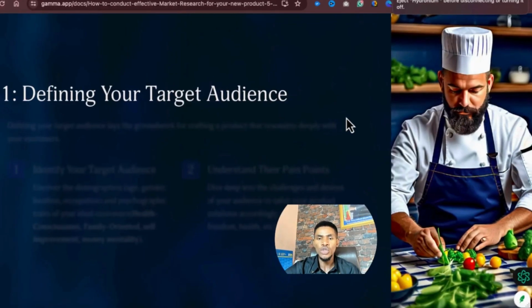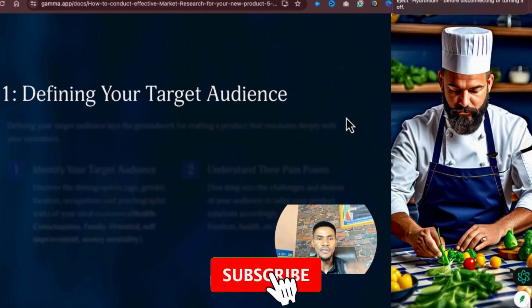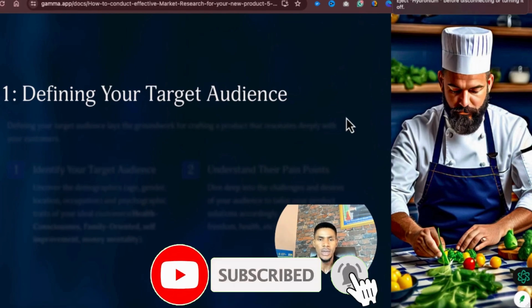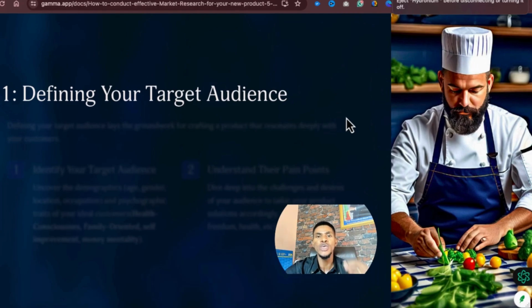The first thing you need to do when you are doing your market research is to understand and to define your target audience. That's the first thing to do. You have to define your target audience. Who are the people that you are creating this particular product for? Even before you create the product, you need to know who you'll be serving.